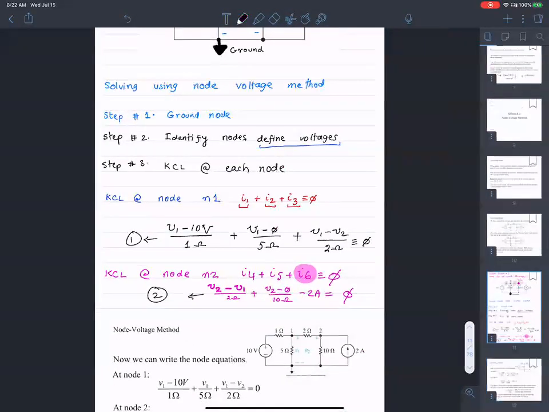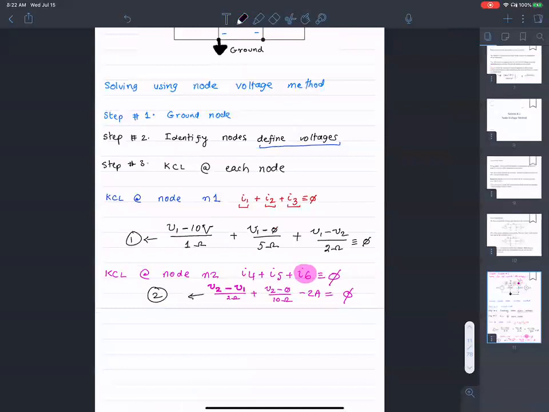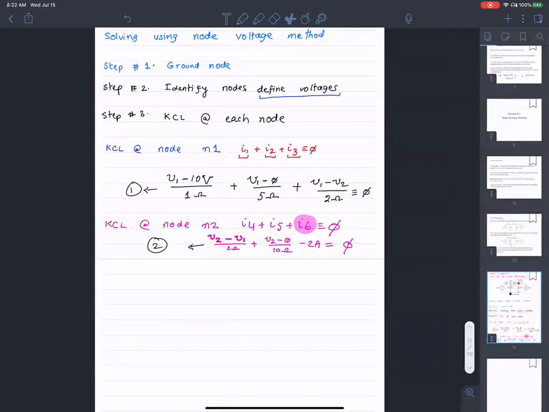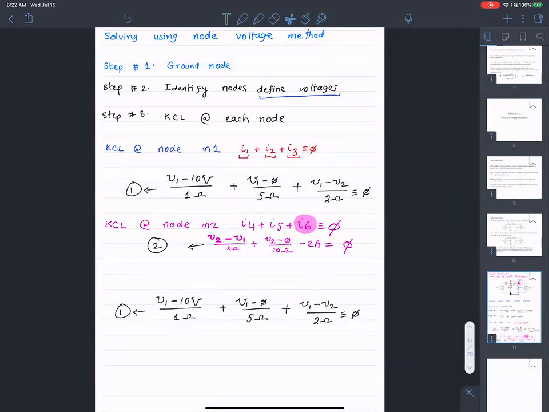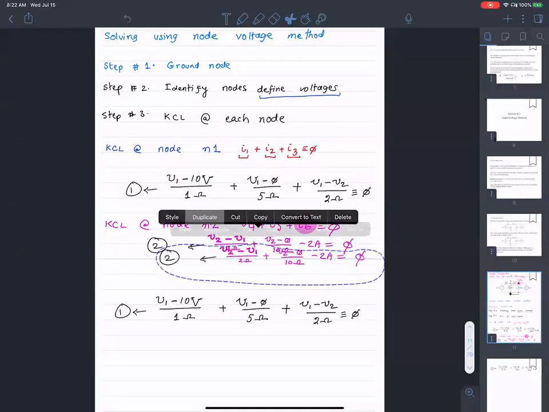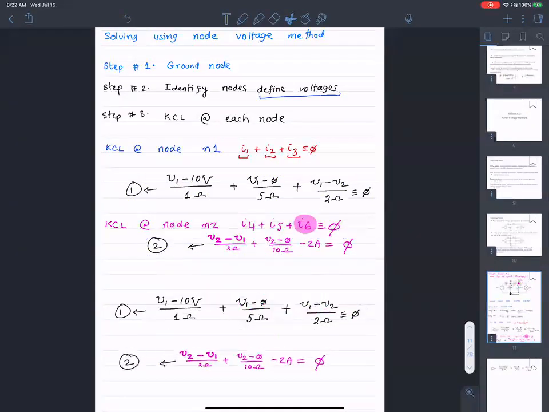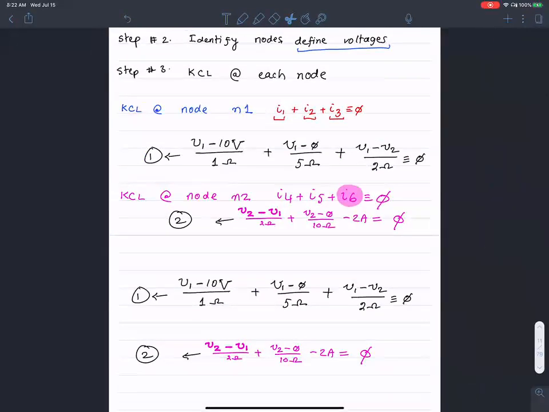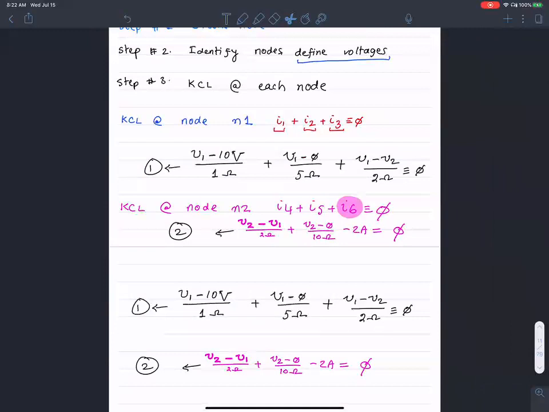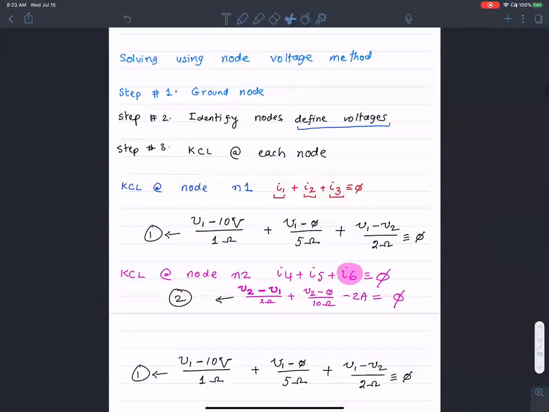Let me do that again. Add a page here. I'm going to copy this, and this guy. Two equations, two unknowns, should be able to solve them. And I'll show you what I have when I solve them.